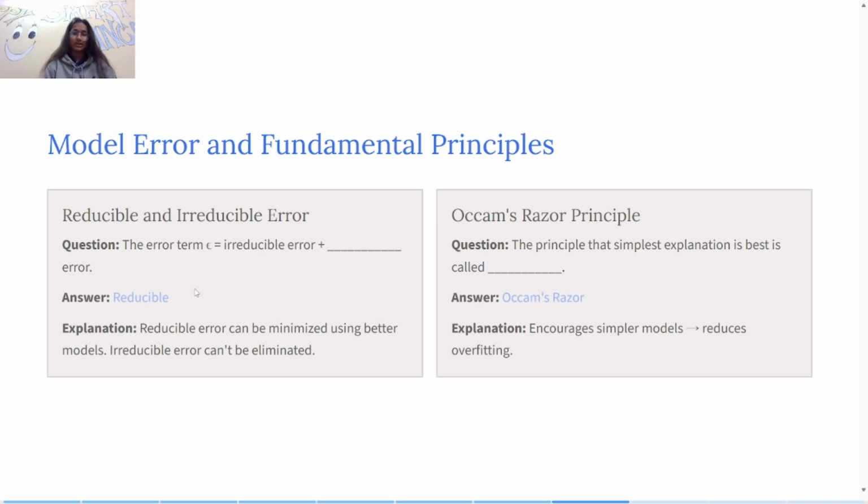Moving ahead with the next question. The principle that the simplest explanation is best is called what? So whenever multiple models can solve a problem, we should not always choose the more complex one. This idea comes from Occam's razor, which suggests choosing the simplest valid model. So the answer here is Occam's razor.